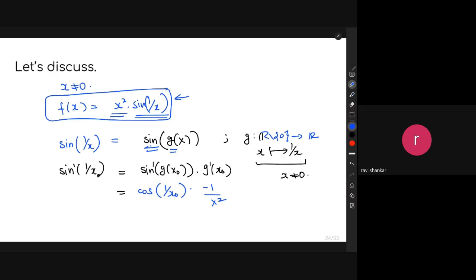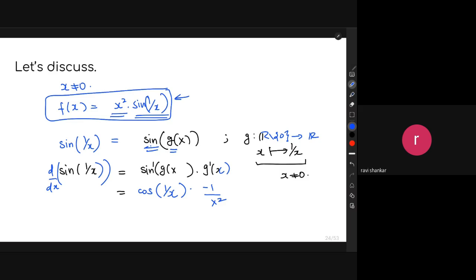Now we apply the chain rule. So we get this as the derivative. So this is the derivative of this function. So you get this as the result.